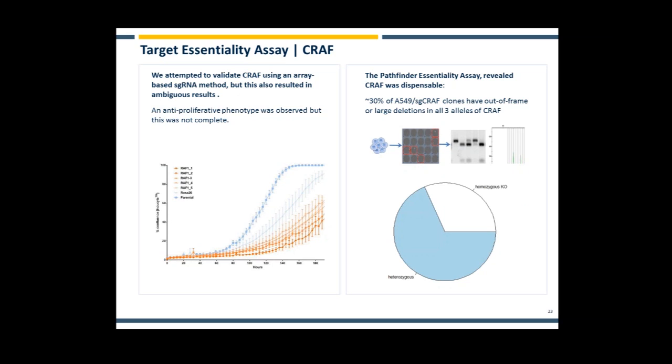So, using the Pathfinder Target Essentiality Assay, we were able to recover approximately 30% of colonies that had frame shift deletions in CRAF, which confirmed that the data that we got with the shRNA 784 in earlier experiments was the true result. KRAS mutant cells can survive and proliferate without CRAF.